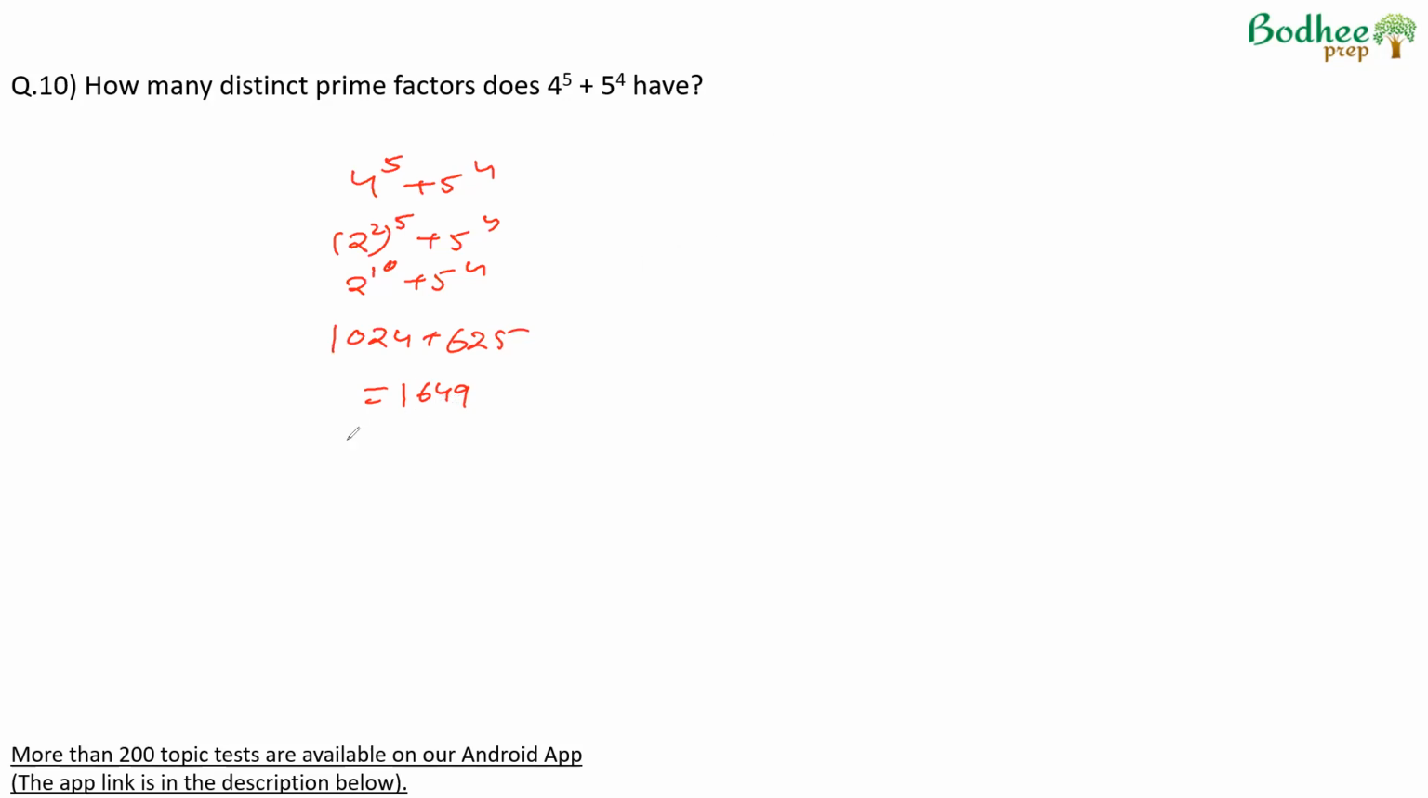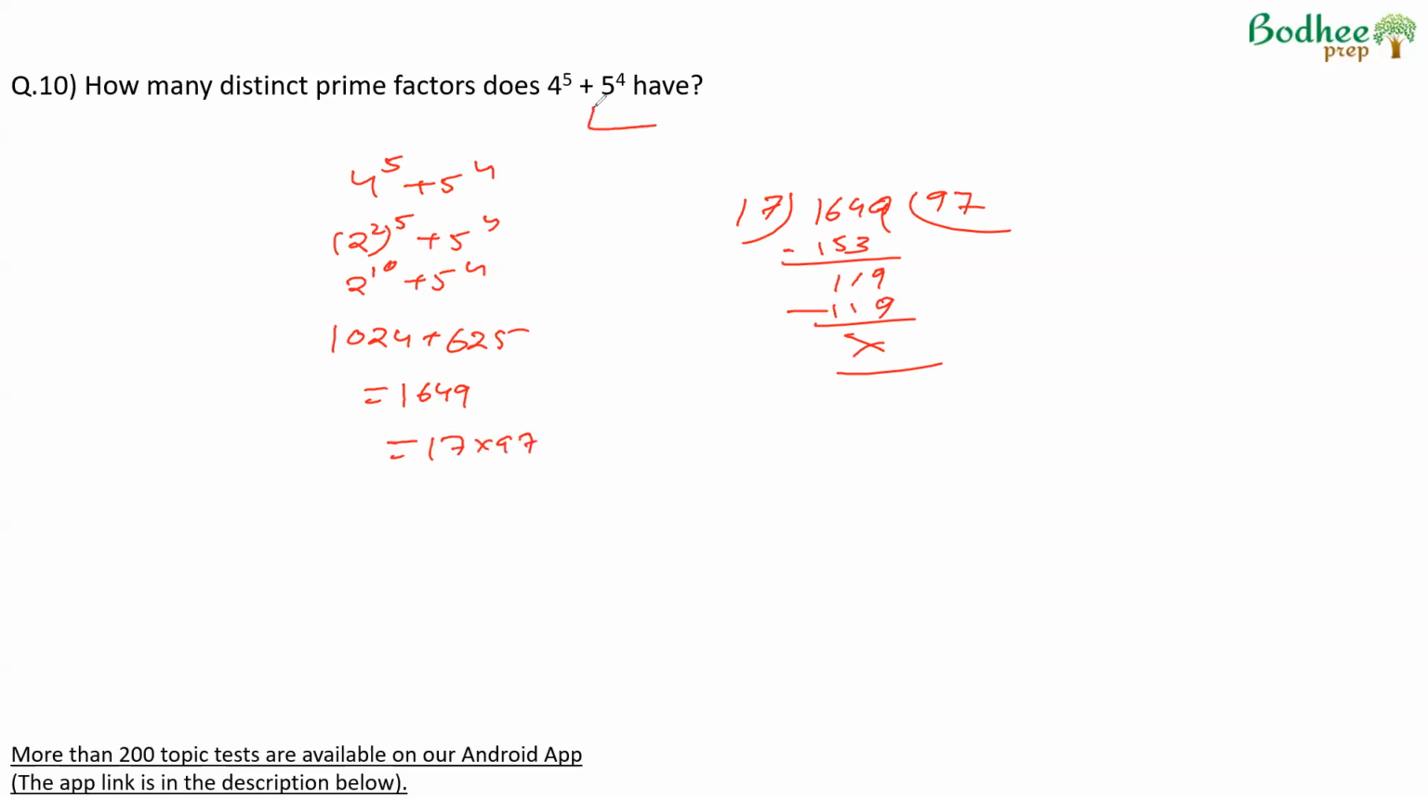17. This I think is divisible by 17. 17 9s are 153, which leaves 119. 17 7s are 119. And therefore 1649 is nothing but 17 into 97.